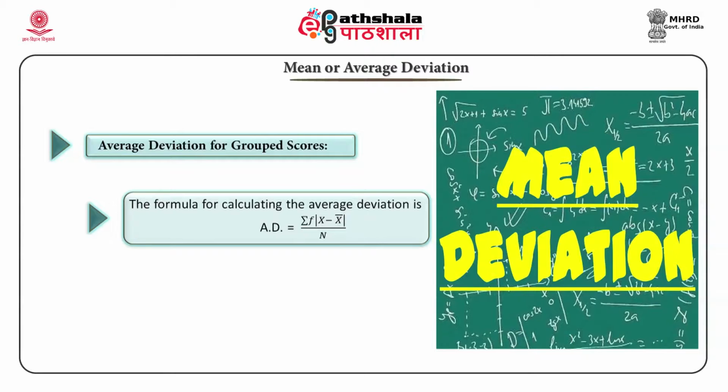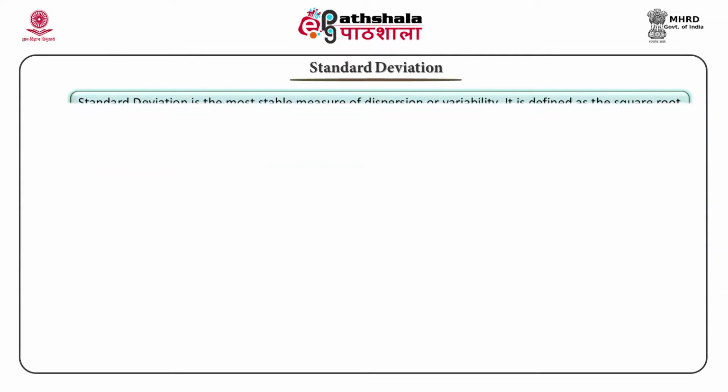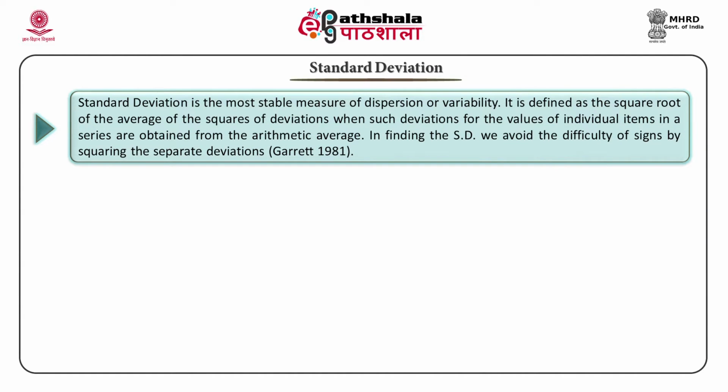Now come to the most stable measure of dispersion, that is standard deviation. Standard deviation is the most stable measure of dispersion or variability. It is defined as the square root of the average of the squares of deviations when such deviations for the values of individual items in a series are obtained from the arithmetic average. In finding the standard deviation, we avoid the difficulty of signs by squaring the separate deviations.